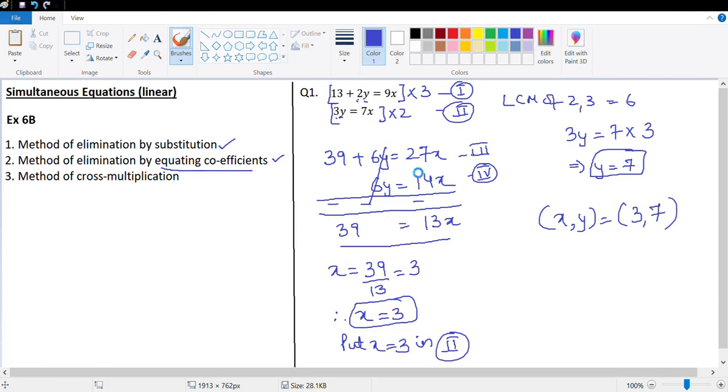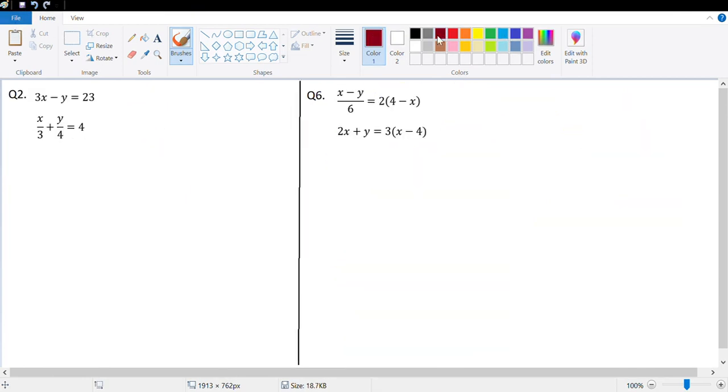The next one that we're doing is question number 2. So question number 2 says 3x minus y is equal to 23. That's equation 1, and this is equation 2. So let's take the LCM first and see how the equation looks in whole numbers. So the LCM of 3 and 4, that's 12. So this is 4x plus 3y upon 12 is equal to 4, which means 4x plus 3y is equal to 4 into 12, that's 48. Let's call this equation 3.